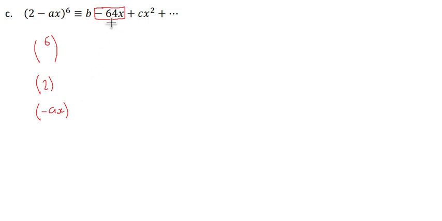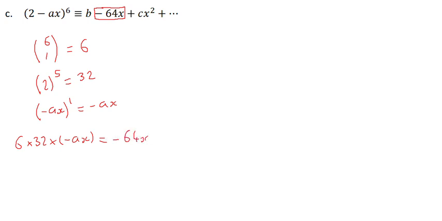To get just the x term, that power needs to be 1, which means this is 1, which means this is going to be 5. 6 choose 1 is 6, 2 to the power of 5 is 32. This is minus ax. So now what we know is that 6 times 32 times minus ax is equal to minus 64x.